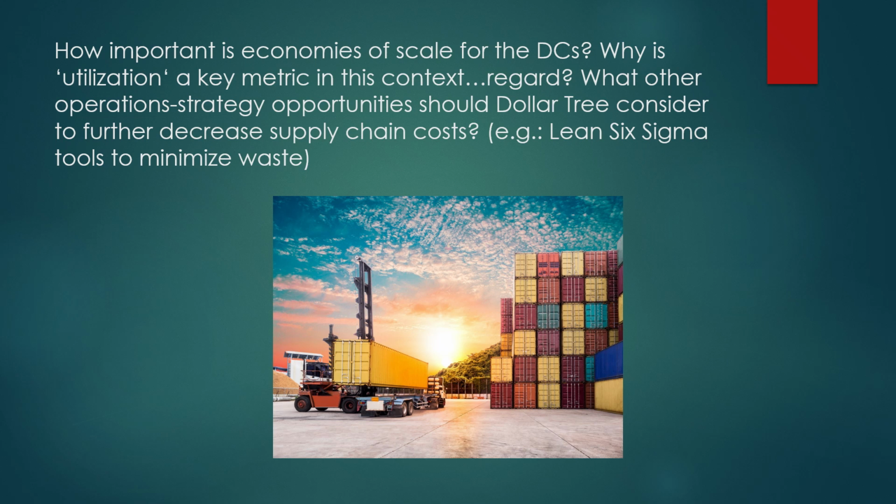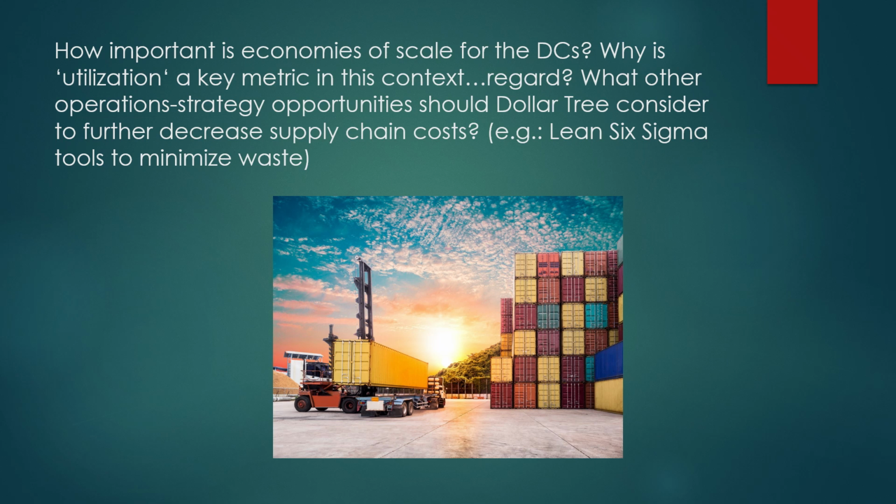Now to go to the second question. How important is economies of scale for the distribution centers? Why is utilization a key metric in this context? And what other operation strategy opportunities should Dollar Tree consider to further decrease their supply chain costs?